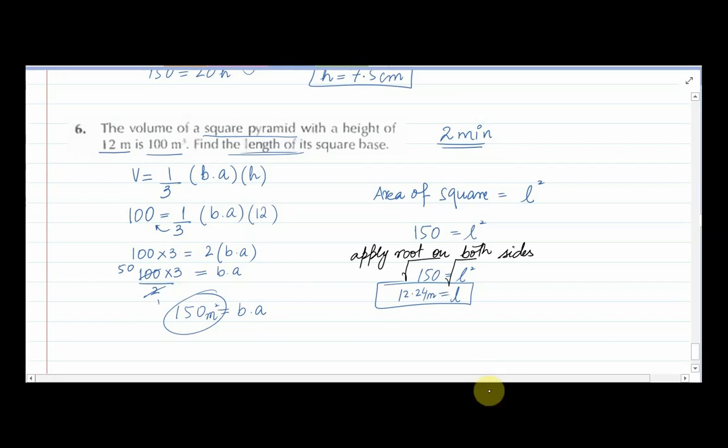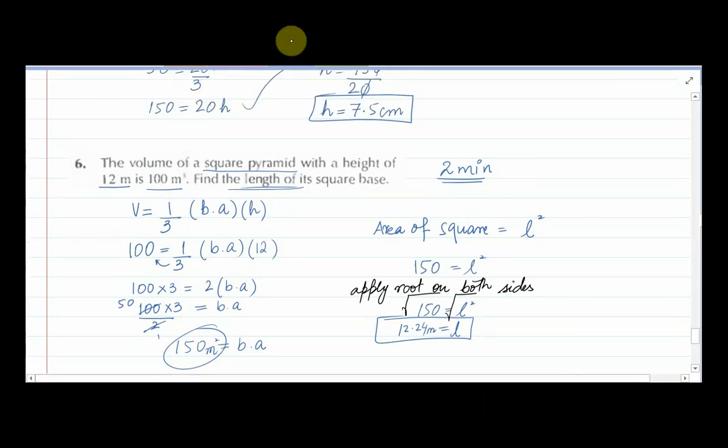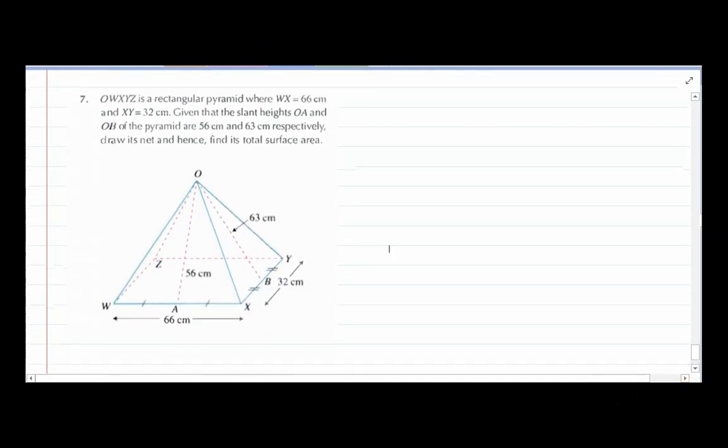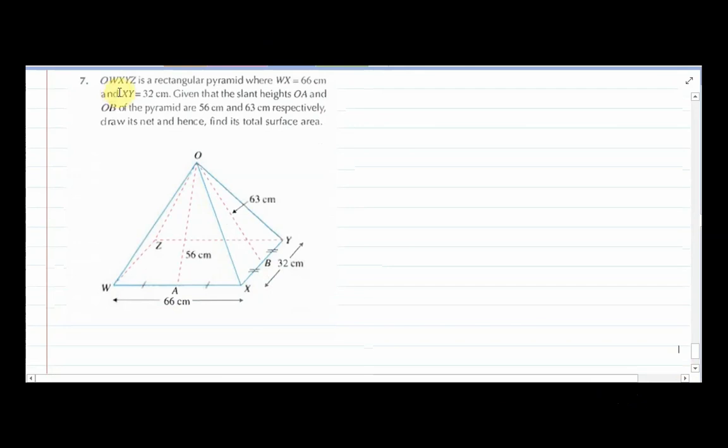Wait a minute, let me just grab the question first here. Now moving on to the next question. It's question number 7. Don't be afraid by looking at the diagram. Just first read the question. OWXYZ is a rectangular pyramid where WX is 66, the length, and XY is 32, this one. Given that the slant heights OA and OB of the pyramid are 56 and 63, draw its net and hence find its total surface area.